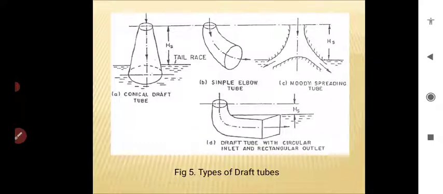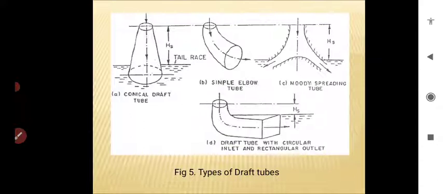Observe this. These are the different types of draft tubes. The first one is the conical draft tube. It has a conical shape. The second one is the simple elbow tube. It has an elbow shape, but with increasing cross-sectional area from entrance to exit. The third one is the Moody spreading tube. It has two ways, with the cross-sectional area increasing, like a reverse Y.